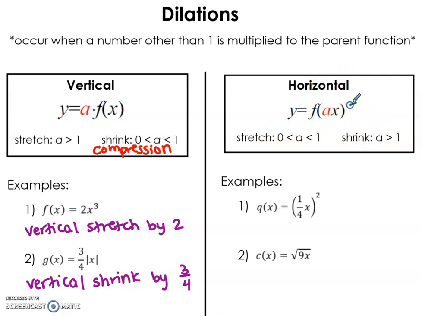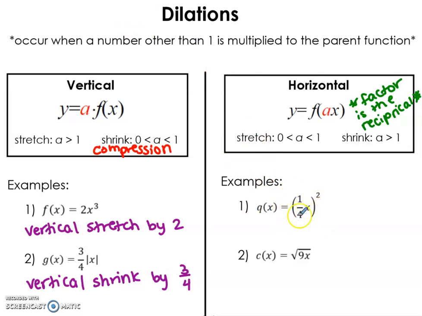And what's important to note here is that the factor that we're using here, so in this case, this was stretched by a factor of 2, this was shrunk by a factor of 3/4. The factor that we use here will be the reciprocal, meaning that we're just going to flip the numerator and denominator. And we'll explain that when we actually look at this example.